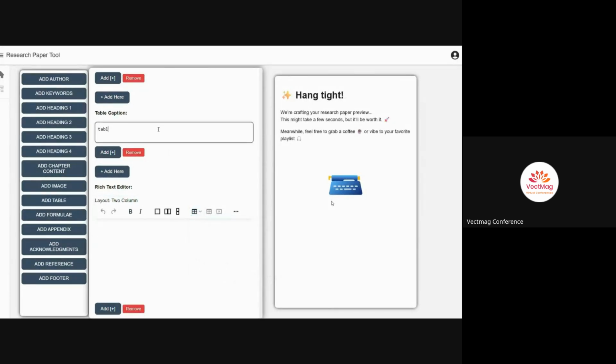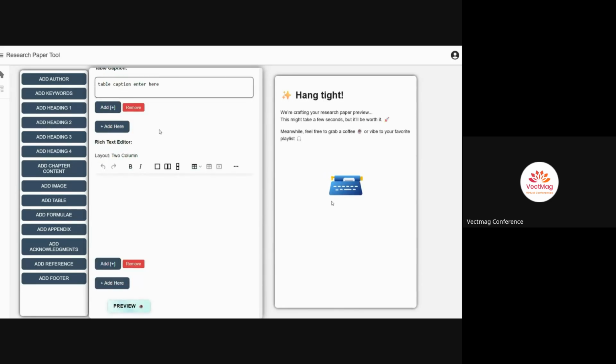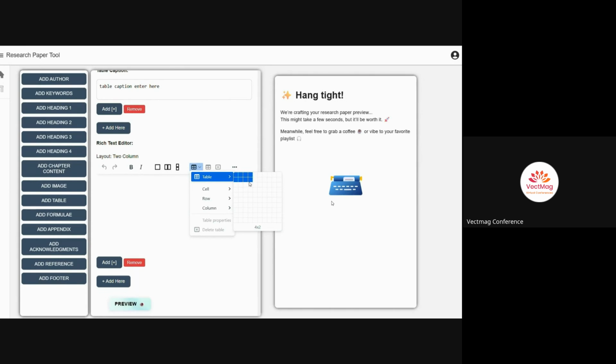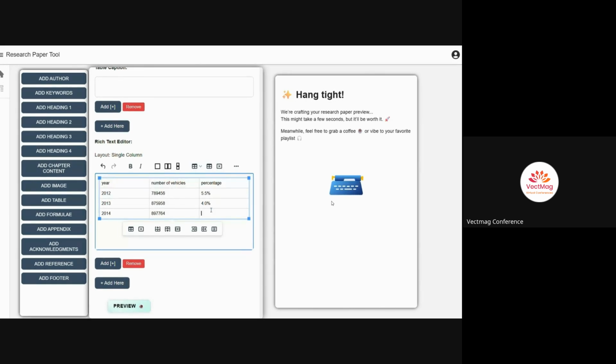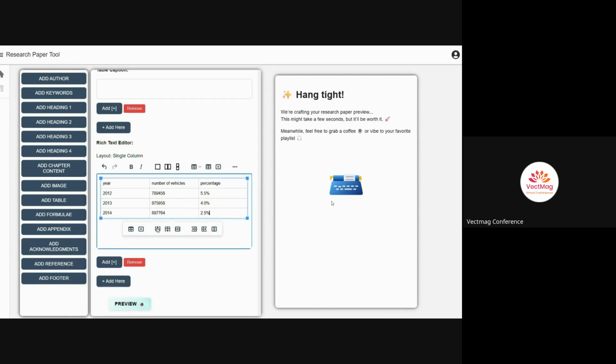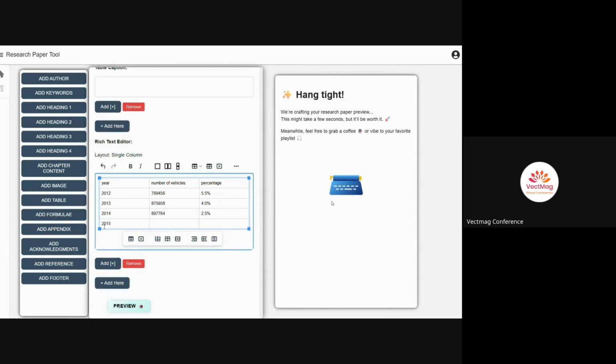Now, just before inserting the table, you'll see a field to enter the table caption. Use this to briefly describe what the table represents. Then, go ahead and drag to select the number of rows and columns you need. Once added, you can start entering your content into each cell. The table editor also supports actions like merging or splitting cells and adding new rows or columns as needed, giving you complete control over the table layout.